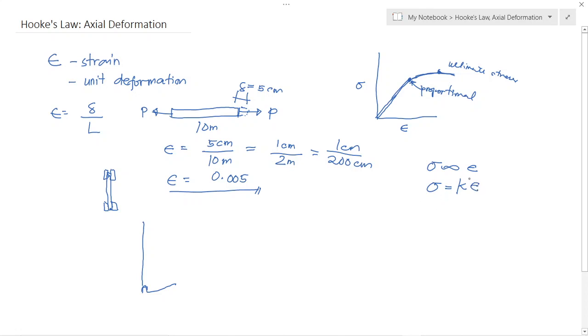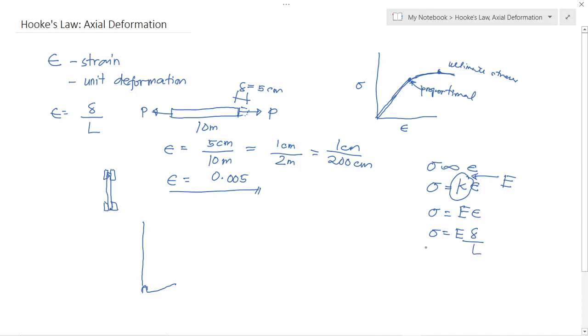And this proportionality constant is what we call the modulus of elasticity. So that is the modulus of elasticity. We can replace K, that proportionality constant, with the modulus of elasticity multiplied by the epsilon. Now, let us replace this strain by deformation, total deformation, divided by the original length.